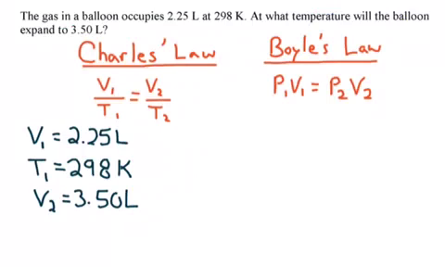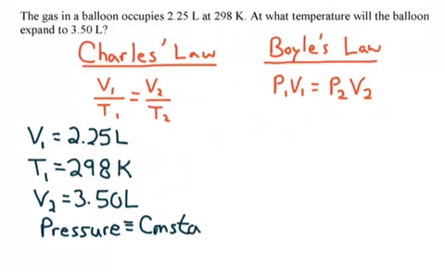Now, by just looking at Charles' law and Boyle's law, hopefully it's obvious to you that we need to use Charles' law to solve this problem because we don't have the pressures. In fact, since this problem doesn't say anything about pressure, we can go ahead and assume that the pressure is constant, which is a condition to be able to use Charles' law. So we're going to make the following assumptions. Pressure, in this case, pressure is constant. Even though it's not explicitly stated in this problem, we're going to assume that the pressure is constant.